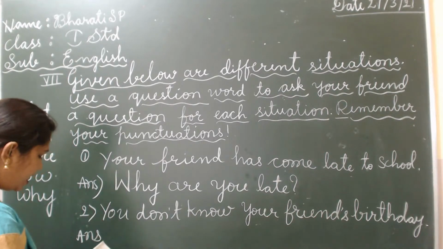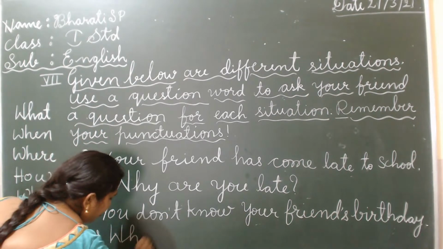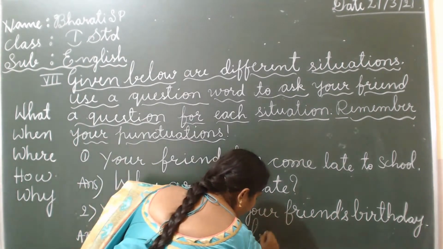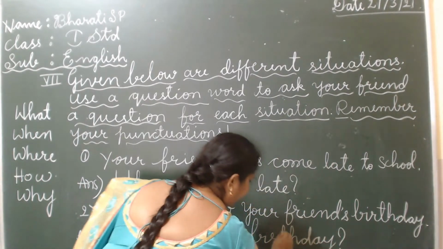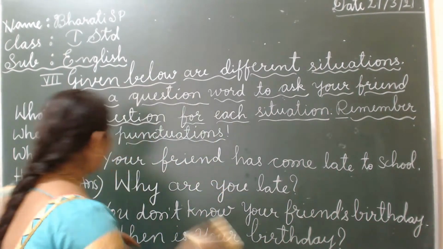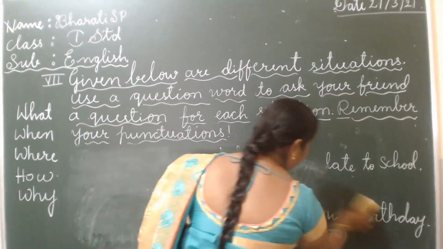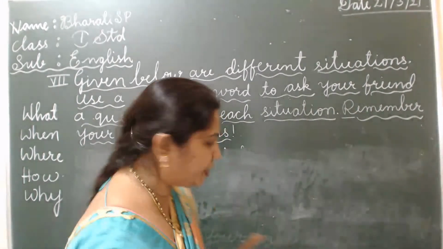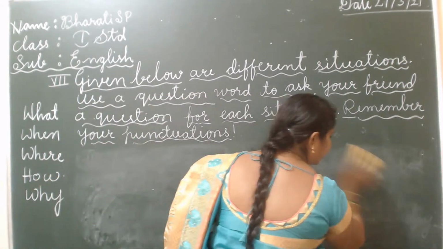Yes. What do you want to write here, children? When is your birthday? When is your birthday? After completing, give question mark. Read it once. When is your birthday? Do you understand, children? Let us learn some more examples. I will write here. According to the situation, you need to frame questions. Already you knew what those question words are.